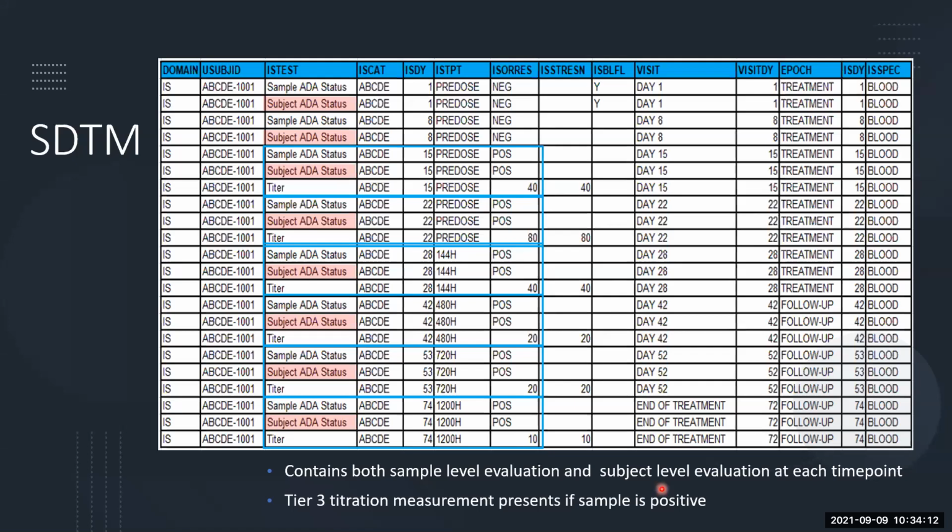Next slide, please. So this slide shows an SDTM IS dataset which contains both sample level evaluation and subject level evaluation at each time point. In this example, raw testing data, tier 1 and tier 2, are not included. And at each time point, the subject has one record for sample ADA status and another record for subject level ADA status. When the sample is positive, the subject has another record for titration measurement.